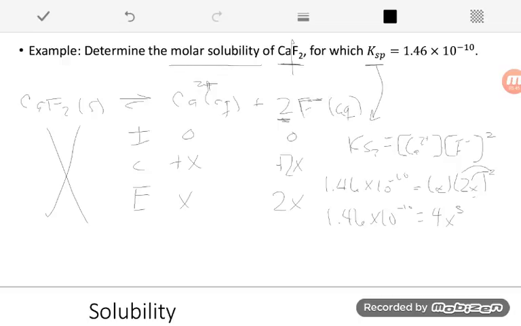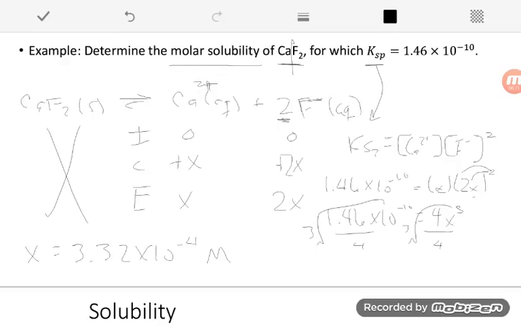And now I'm just going to solve for x. So first I'll divide both sides by 4. And then I will take the cube root of both sides to get rid of that. So I'll do that and determine x. And I find that x is equal to 3.32 times 10 to the negative 4. And because that's the amount that dissolved, we give it units of molarity.